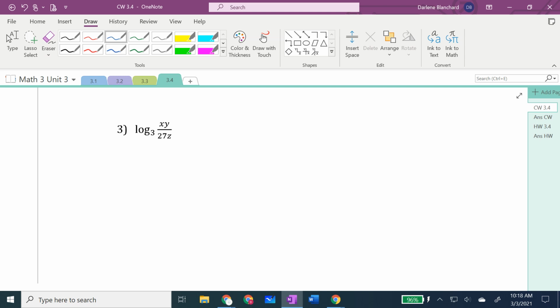First thing I'm going to point out is you have a big division bar, and there's an understood parentheses for the numerator and denominator. So I'm going to split that division into a subtraction of 2 logarithms.